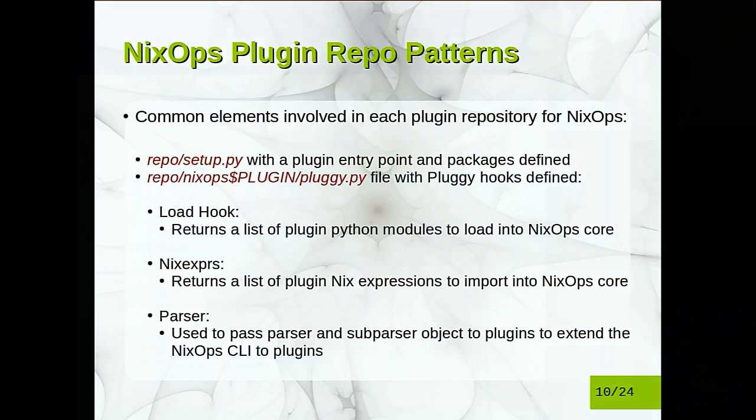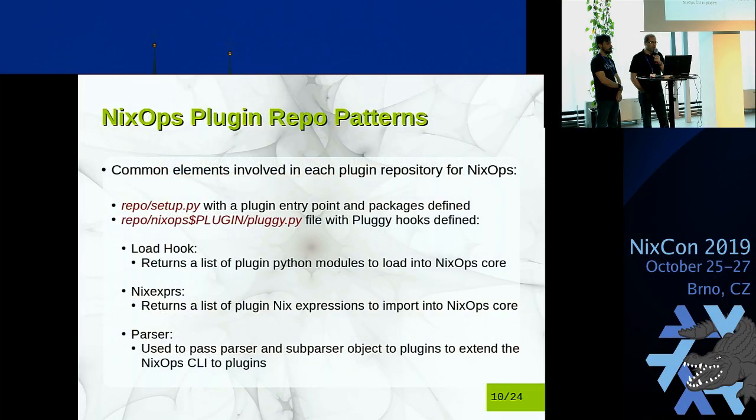Just from a very high level, some of the common elements in each plugin repo that would be created as it's split out from NixOps core. There is, in its own plugin repo, a file setup.py, and that describes the initial plugin entry points, and the packages are defined there. There's also a NixOps plugin directory, so it would be like NixOps VBox or NixOps AWS with a pluggy.py file, and that defines the API hooks of Pluggy, essentially.